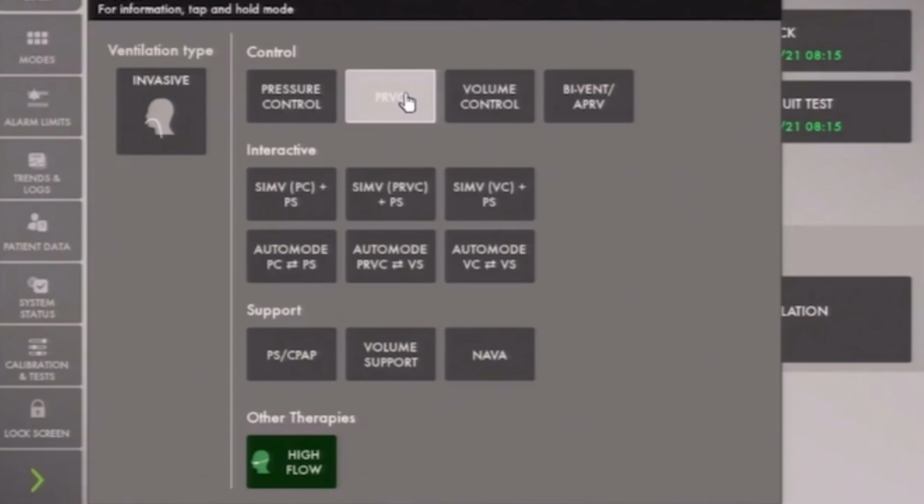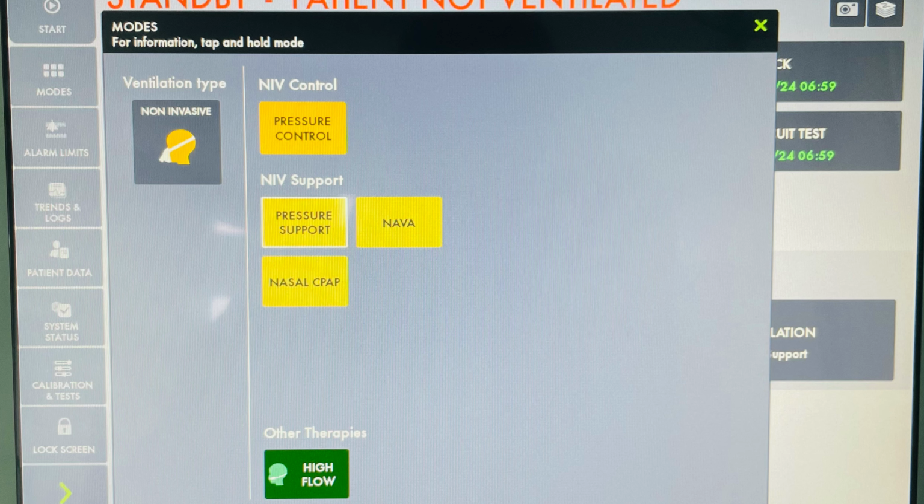Pressure support, CPAP, volume support, NAVA, neurally adjusted ventilator assist mode of ventilation. Auto modes such as pressure control to pressure support, PRVC to volume support, volume control to volume support, synchronized intermittent mandatory ventilation or SIMV, NIV ventilation such as NIV pressure control, NIV pressure support, NIV NAVA, NIV CPAP, high flow, high frequency oscillator or HFO. So let's discuss PCV mode in detail.